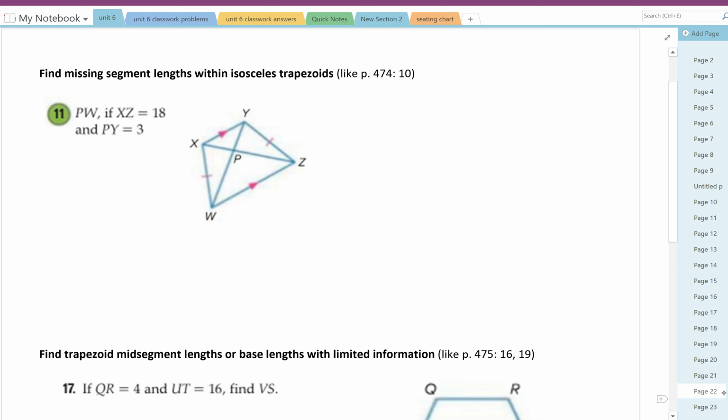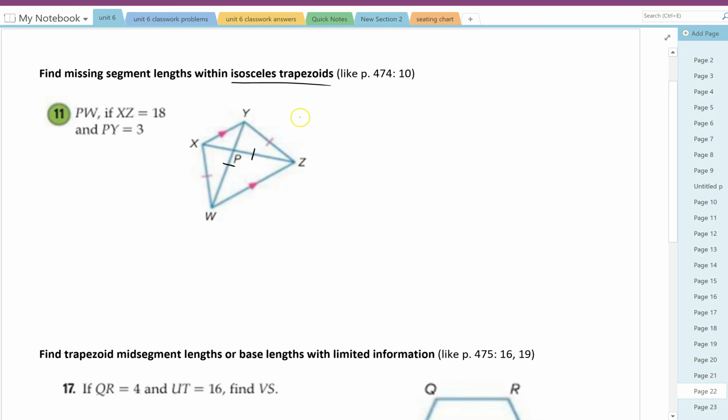Next one, another isosceles trapezoid. And so the important thing to do, I think, right away when you get information like that is go ahead and mark in what you can. It's already got markers telling me that side WZ is parallel to side XY. It's already telling me that my two legs, YZ and XW, are congruent. The thing that it doesn't have marked yet is that the two diagonals are congruent.